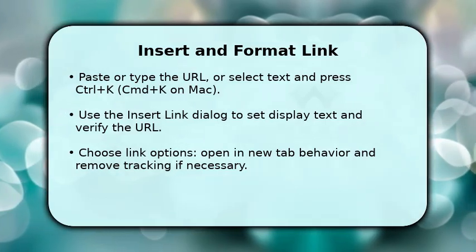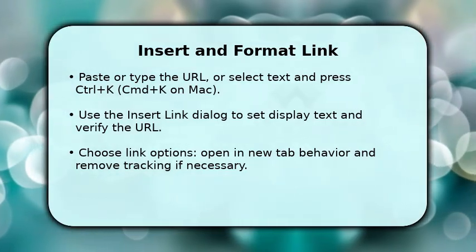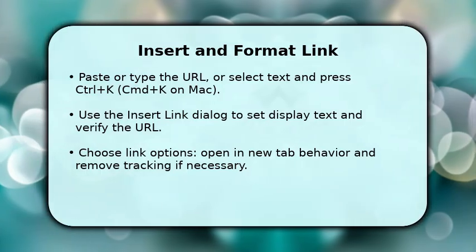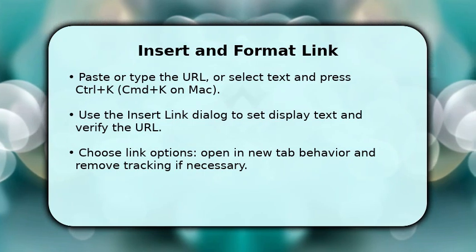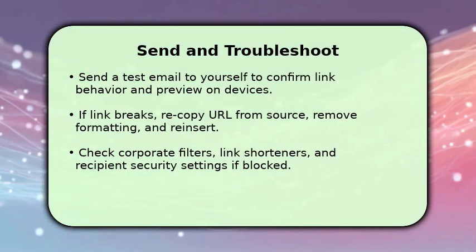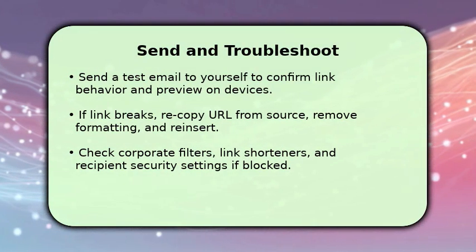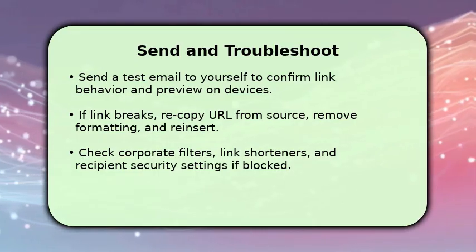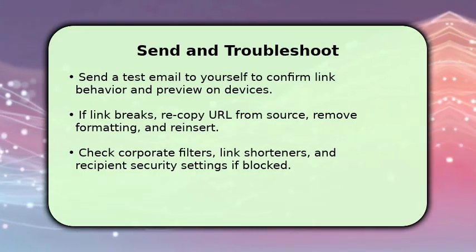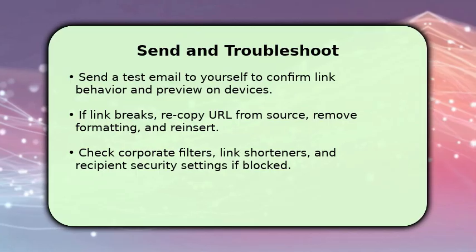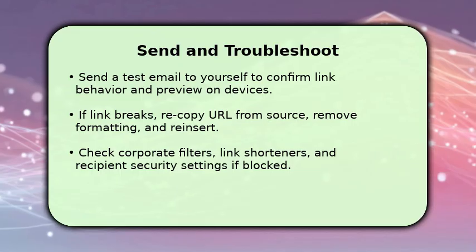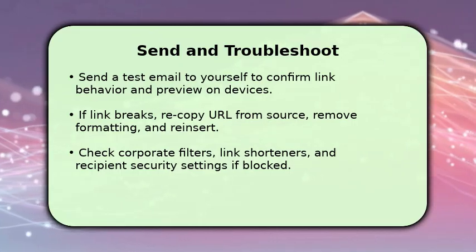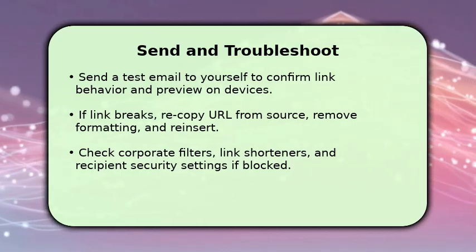After confirming, click OK to embed the link, then scan the message body for flow and context before finalizing. Finish by sending a quick test to yourself so you can click the link and confirm it opens correctly on desktop and mobile. Once done, send to recipients with a short explanatory line so they know why the link is safe. If the link breaks, recopy it from the source and paste as plain text, then reapply the insert link step. This clears hidden formatting.